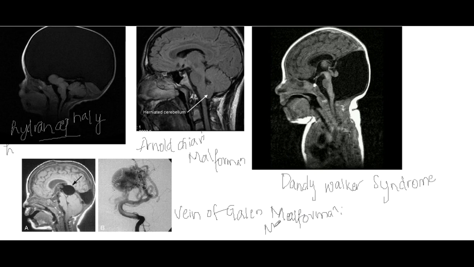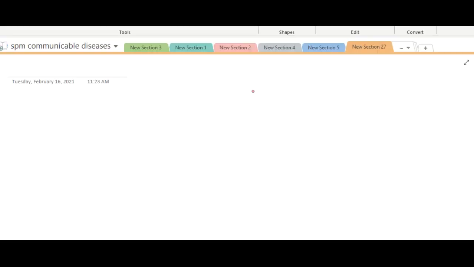Median prosencephalic vein of Markowski. If there is any problem in this median prosencephalic vein of Markowski, this will result in vein of Galen malformation. Okay, this occurs at 11 to 13 weeks of gestation. Okay, so now after this we will see some important points about the only one malformation which should be dealt in detail, that is Arnold-Chiari malformation.